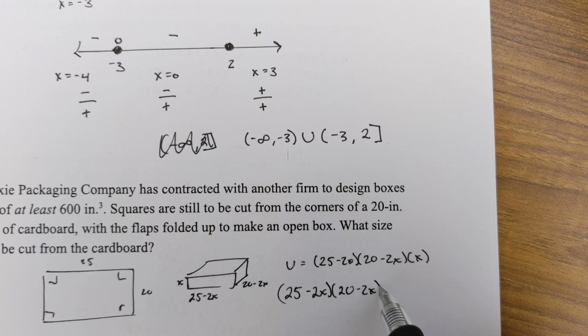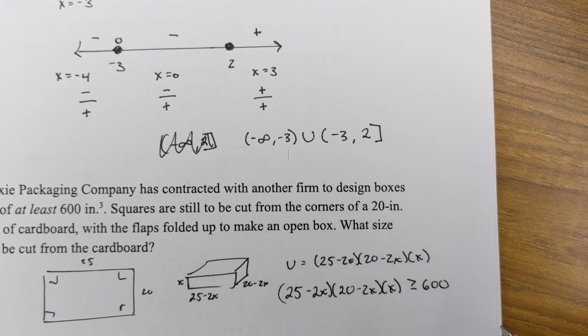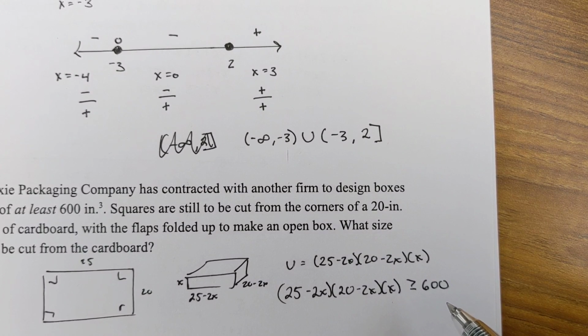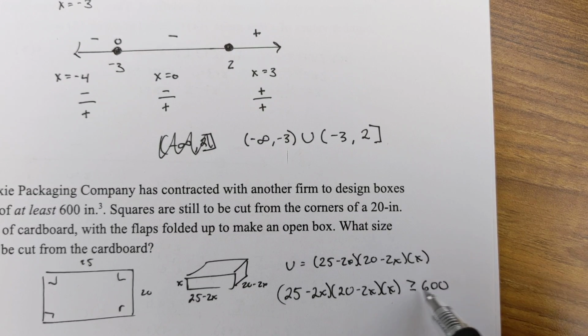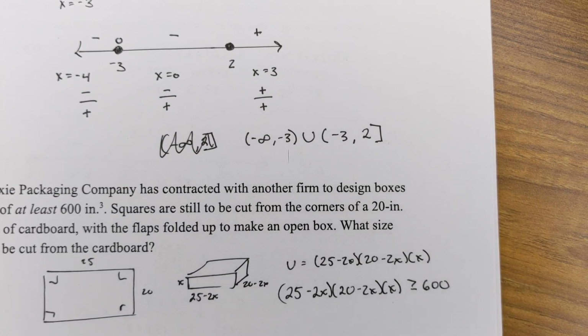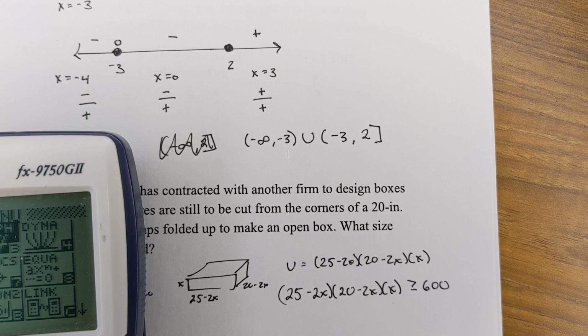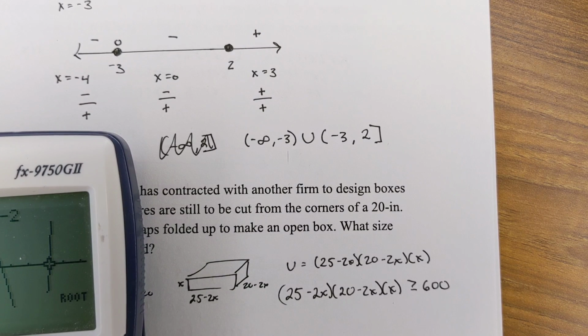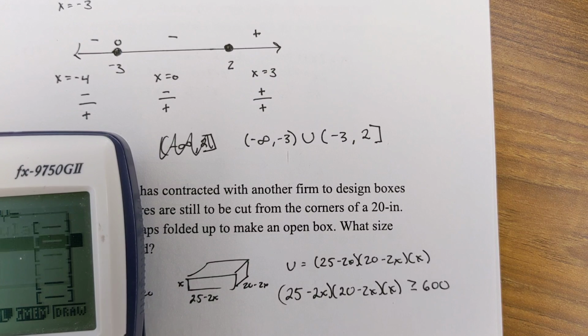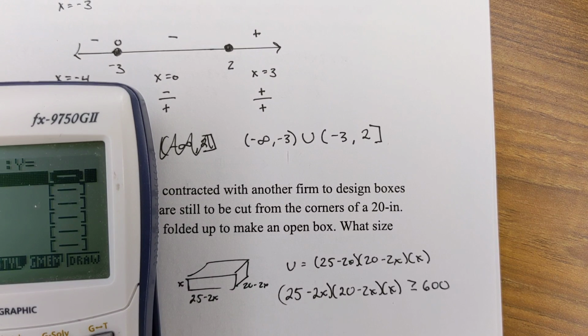So I set all of this up: 25 minus 2x, 20 minus 2x, and x greater than or equal to 600. I can algebra this out if I really wanted to, distribute, FOIL, and then solve it. Or I can actually look at the graph. So I need to graph my left and right hand side separately.